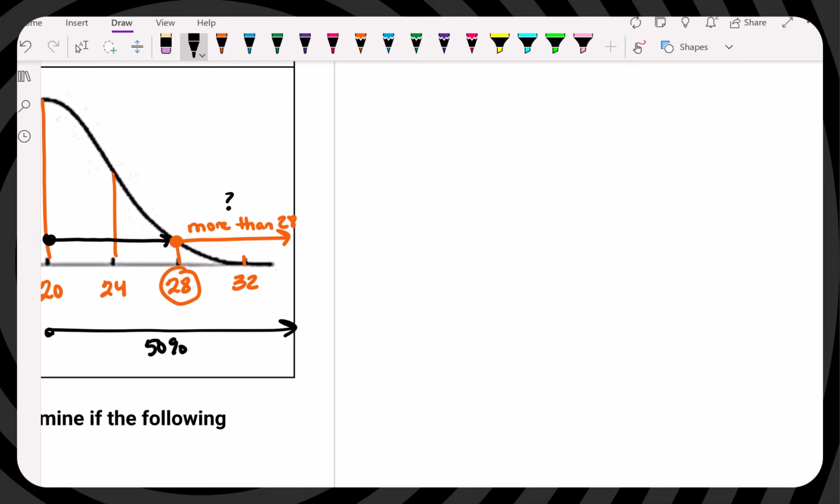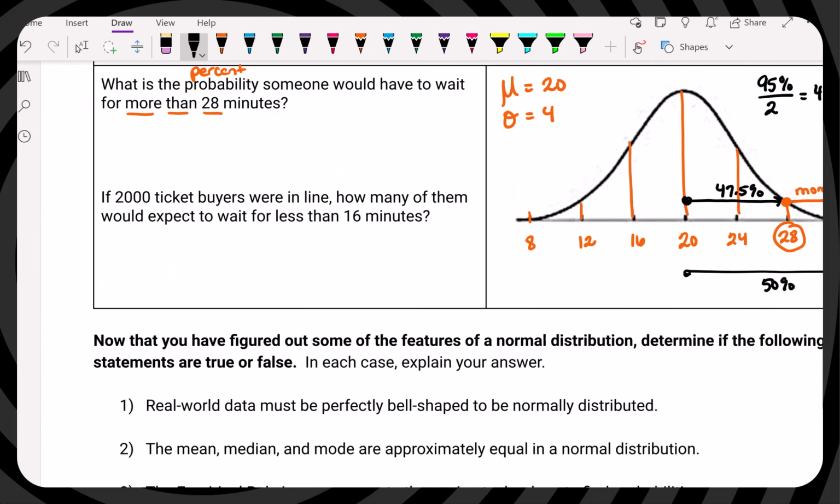Now, if you count, you have 2 lines above the mean, but that's only in one direction. So within 2 would be 95%, but that's above and below. So if you're going only in one direction, you have to divide it by 2 since it's symmetric, which is 47.5. So from here up to the 28 is going to be 47.5%. And what you need is what's left over. So you can just simply take 50 and subtract 47.5. And you wind up with 2.5%.